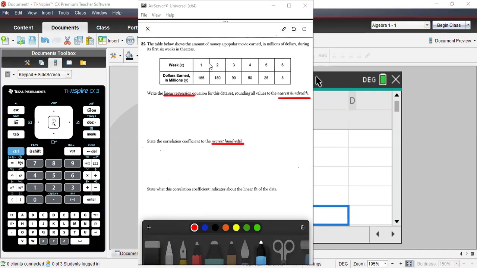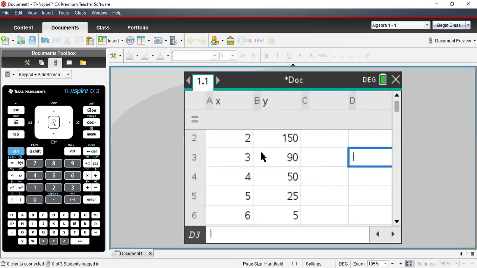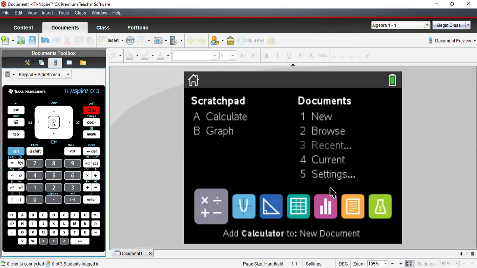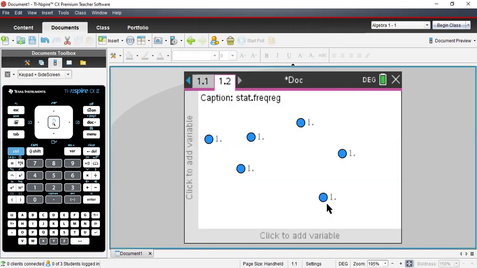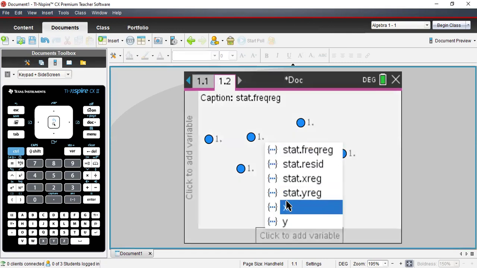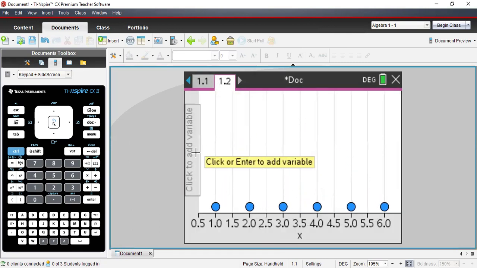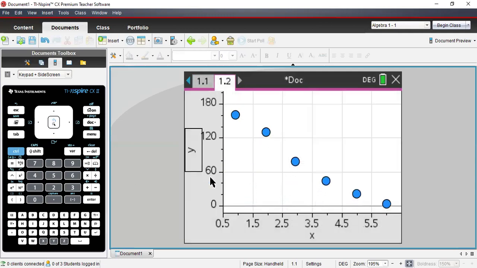So again, whenever you see a table, you should use your spreadsheet and enter that data. I've already done that here, just to save time. Once you've entered all the data, you go to the home screen and click data statistics. You're going to have 6 dots in this case. You go down to the bottom and put the X value, and then over here you put the Y value. It's not a perfectly straight line. It rarely is, but it doesn't matter.